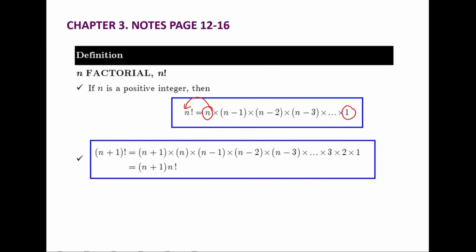So look at n plus 1 factorial. As previously, we have to start with n plus 1 and then multiply by the term minus 1 from the previous term, which is n, times n minus 1 up till 1. We can also write this in the form of n plus 1 times n factorial.